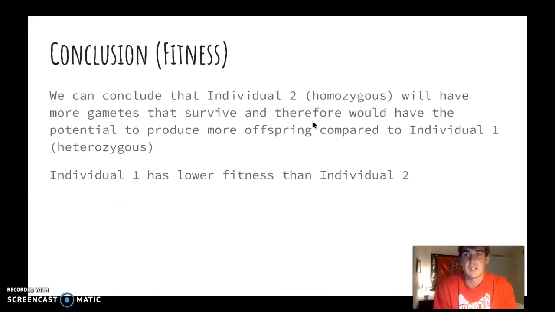So our conclusion: we can conclude that individual 2, the homozygous individual, will have more gametes that are able to survive and therefore will have the potential to produce more offspring compared to individual 1, which is heterozygous. Individual 1, we can conclude, has lower fitness than individual 2.